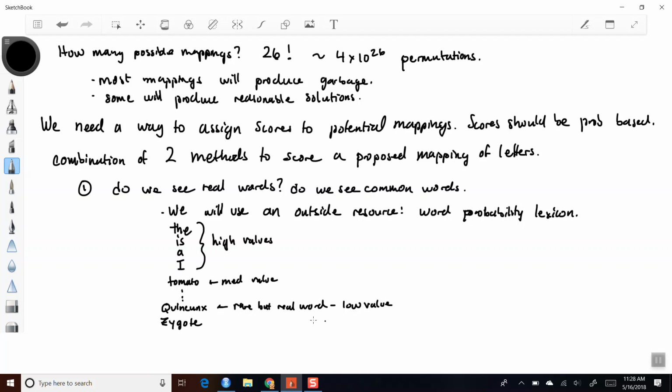So these will get low values, and then words that are not in the dictionary, so if we come across a word like B, Z, G, K, N, O, this is a nonsense word. This is not a real word.